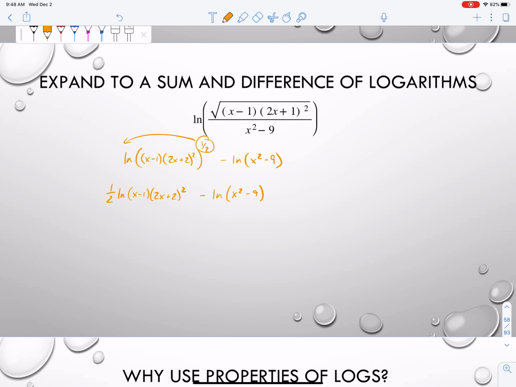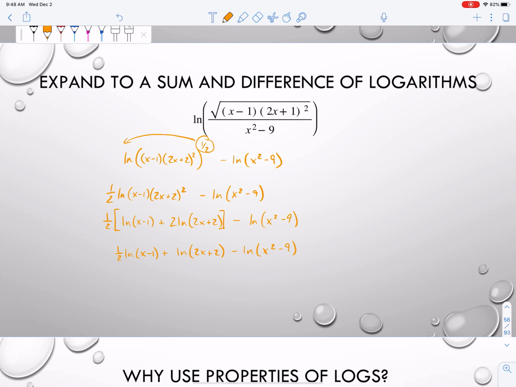So I'm going to have 1/2 times natural log of x minus 1 plus, and I'm going to bring that exponent down, natural log of 2x plus 2 minus our natural log of x squared minus 9. Last thing I can do, I can distribute this 1/2 back in. That will give me 1/2 natural log of x minus 1 plus natural log of 2x plus 2 minus natural log of x squared minus 9. That is as expanded and simplified as I can get for this particular logarithm.